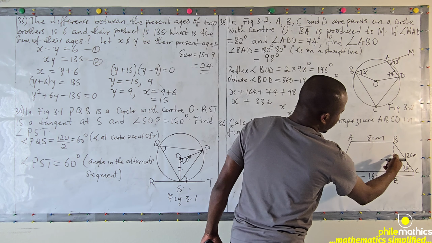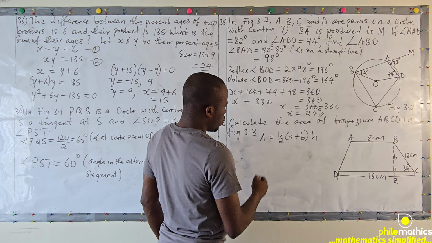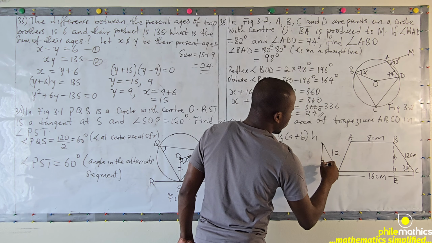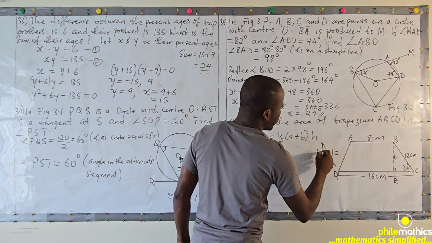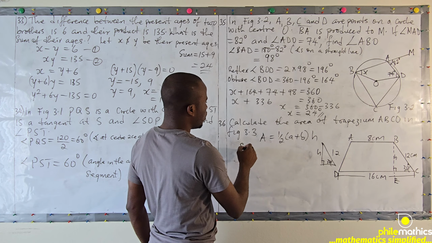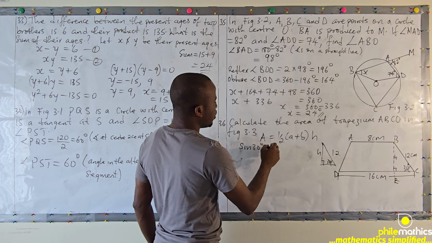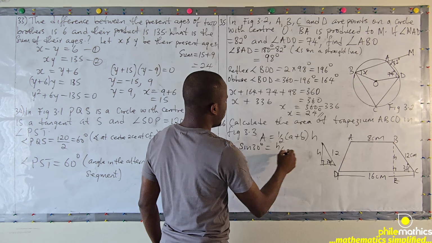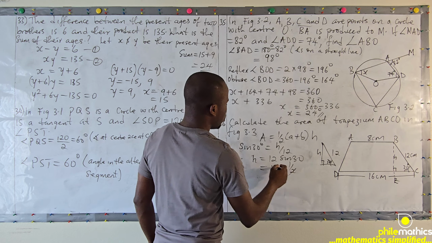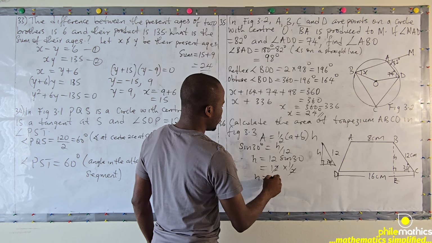So for us to calculate the height, we can use trigonometric ratio. We know here is 12, we know this angle. What is this? This is simply opposite over hypotenuse. So we can use sine 30 degrees equals H over 12, so that H is 12 times sine 30. And sine 30 we know is 1 over 2, so that H is 6 cm.